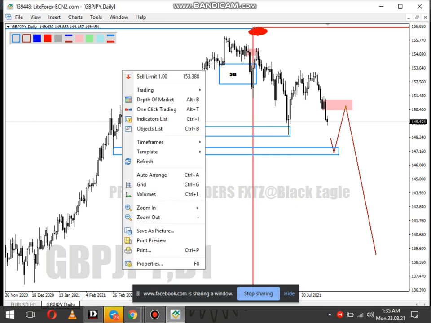So let's go to the lower time frame to see this area. Let's go to the 4 hours. You see this one?